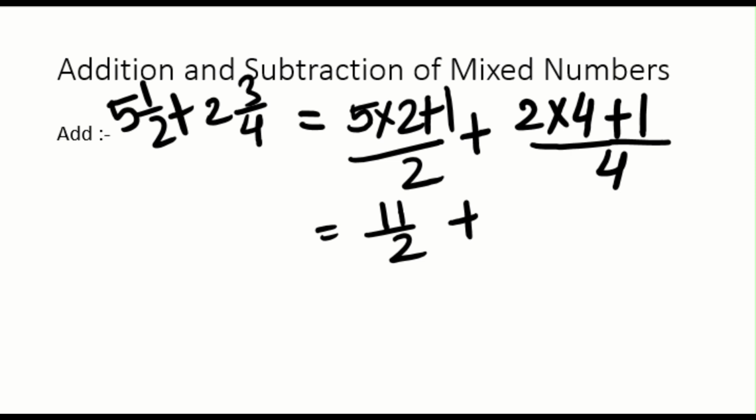Okay, wait, I think I have written something wrong here. It's not 1, it's 3. So 2 into 4 is 8, 8 plus 3 is 11, 11 upon 4. Now we have converted these mixed numbers into improper fractions. Now it's an improper fraction.